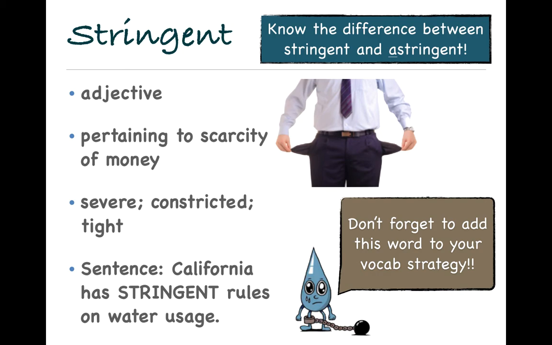As an example, California has stringent rules on water usage. So this is an example of it being used to show a very constricting or tight rule. And that's why I have the little raindrop there to correspond with that sentence. And as another example, because of stringent budget cuts, some schools could no longer finance programs in music and art. And in that sentence, it's using that first definition pertaining to scarcity of money.